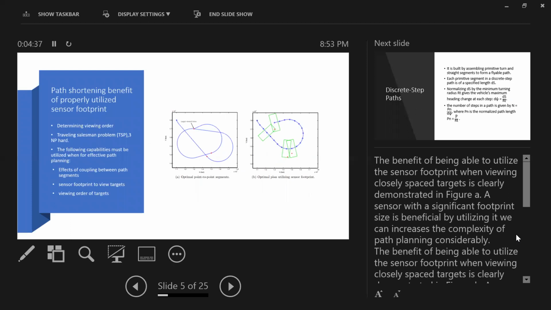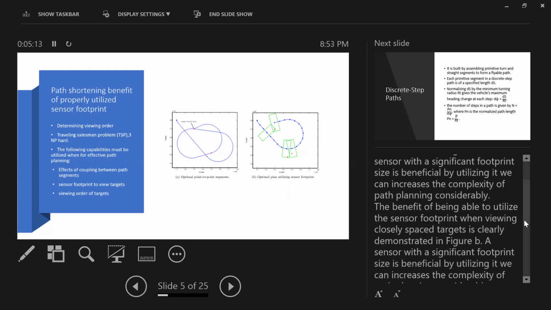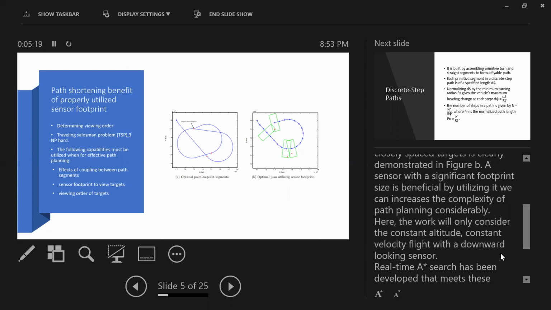So talking about the path shortening benefit of a properly utilized sensor footprint, when we view the path sensor footprint, which is clearly demonstrated in figure A, a sensor with a significant footprint size is beneficial. By utilizing it, we can increase the complexity of the path planning considerably. The benefit of being able to utilize a sensor footprint when viewing closely spaced targets is clearly demonstrated in figure B.